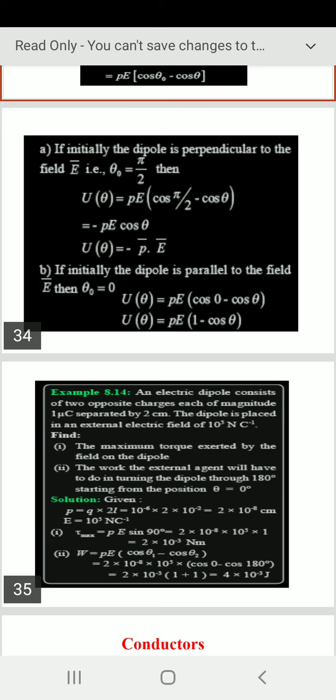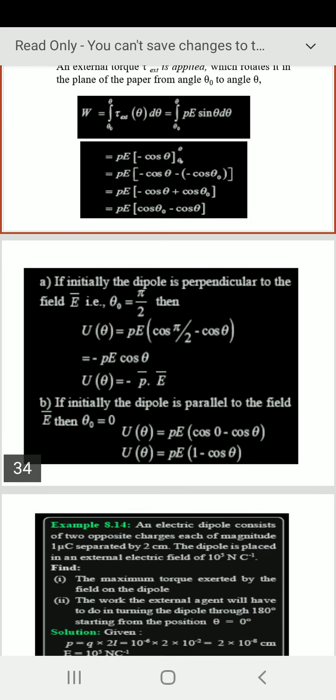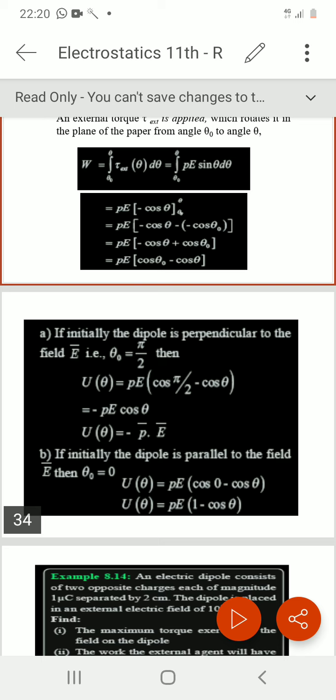If initially the dipole is perpendicular to the electric field E bar, then theta is equal to pi by 2, which means 90 degrees. How is the dipole now? The dipole is vertical and it is perpendicular to the electric field. So theta is 90 degrees. Then we have U of theta is equal to Pe (cos pi by 2 minus cos theta).